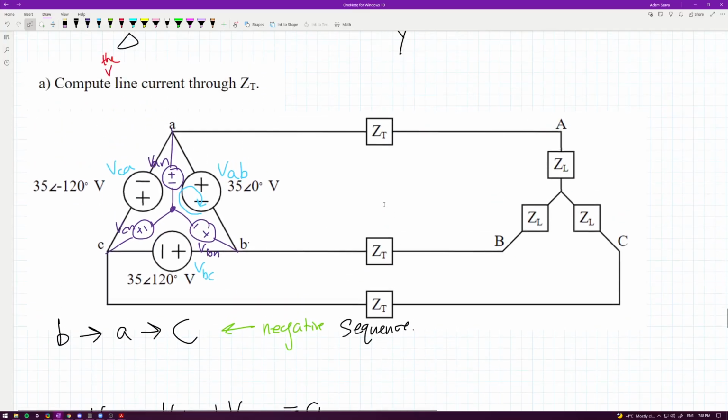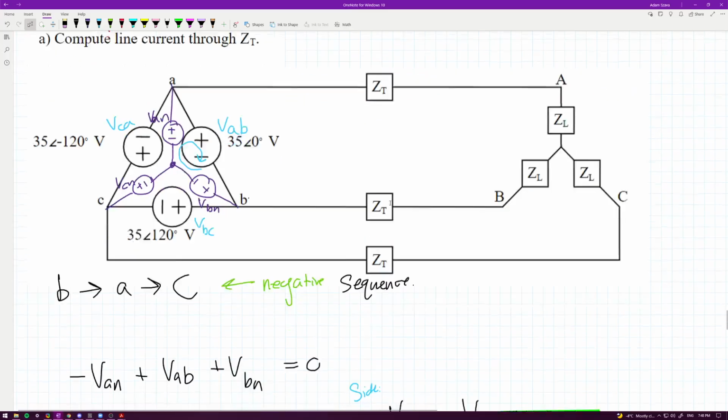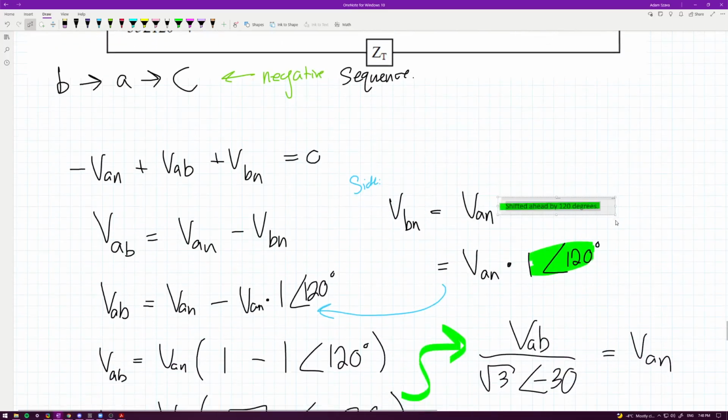Could we follow the same steps if it was positive? Yes, for sure. You could follow the same steps if it was a positive sequence. You just would want to shift a different way, right? If it was positive sequence, the sequence goes A to B and C comes after, right? So from here, BN is going to be AN shifted behind by 120 degrees. It's later, right? So it would be negative 120 here. And so you have to make changes like that throughout the whole thing. Yes, so negative 120.